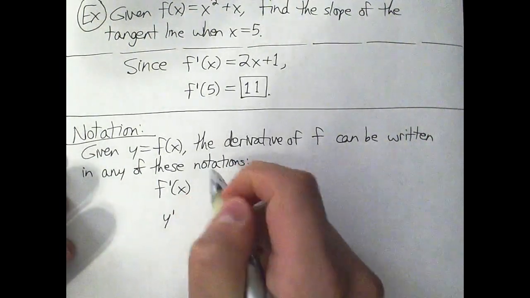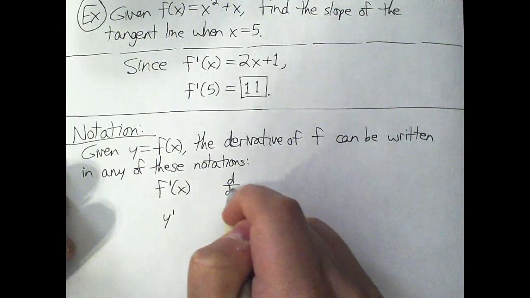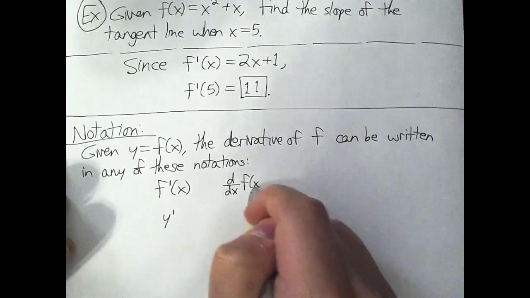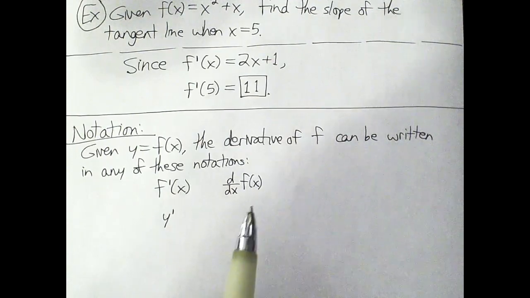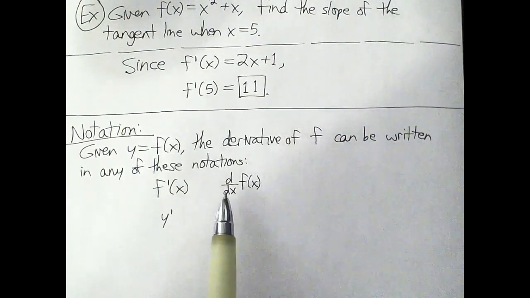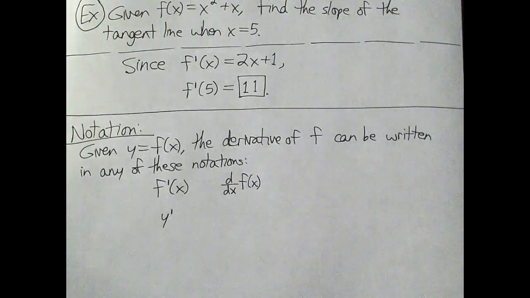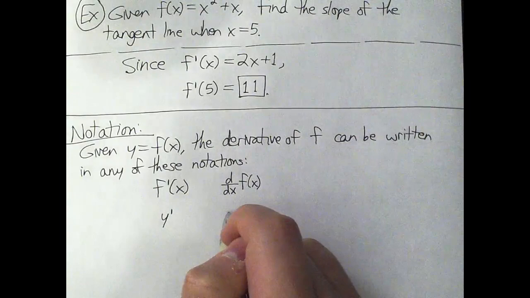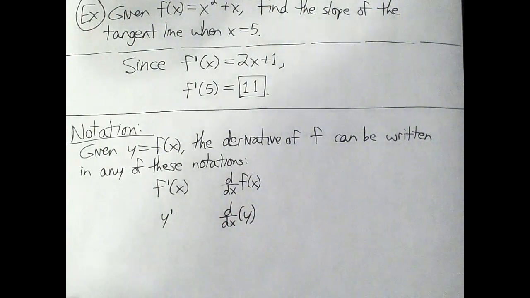Another way that we sometimes do this, this one's going to seem a little different, is d over dx f of x. And there's no prime symbol. There's no little markup there, no apostrophe looking thing. D over dx f of x. This notation means the derivative of. This is like saying the derivative of f of x. You could also do d over dx y, the derivative of y.